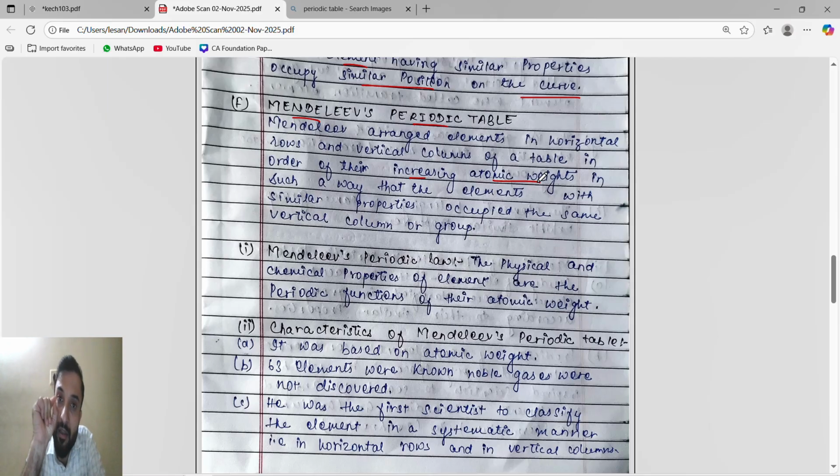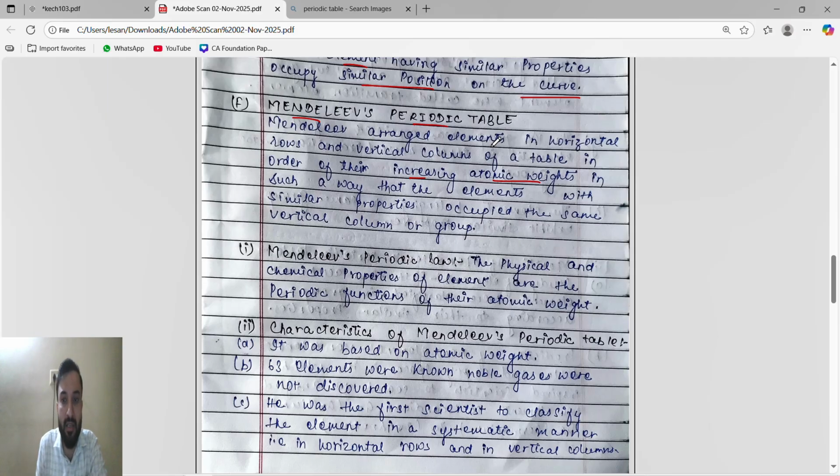You know what the mistake everyone was making? Everyone was taking atomic weight, meaning atomic mass. Taking atomic mass was causing problems. When they take the atomic mass, everything becomes a mess. For small elements it was showing fine, but when it came to the heavier elements, everything changed. The same thing was happening.